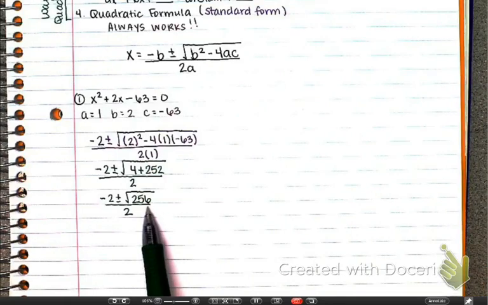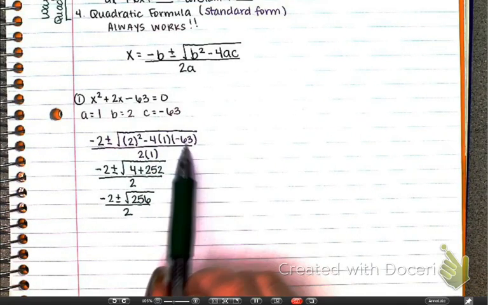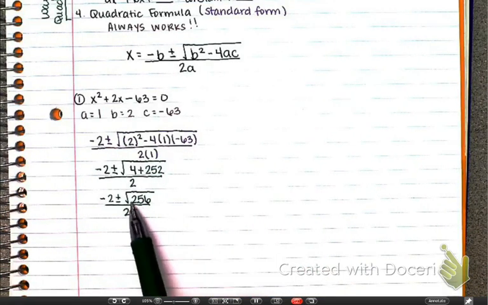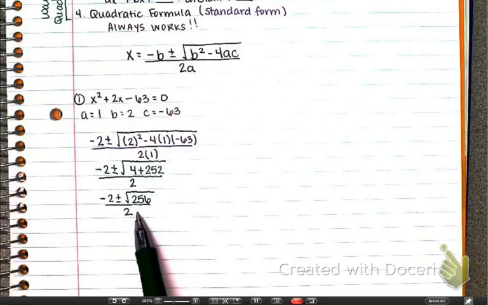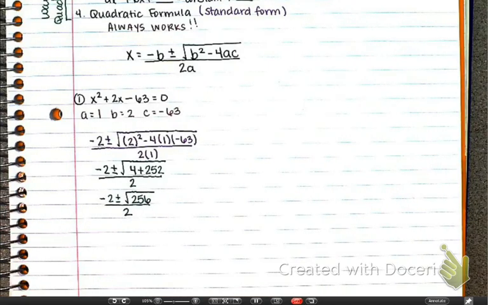So if I look at what's underneath this radical, which is my discriminant, remember we talked about that, it's a positive number. So a positive number tells me I'm going to have 2 real solutions at the end. Okay, 2 real solutions, which means you're going to have 2 different answers. Okay, I'm going to keep going.